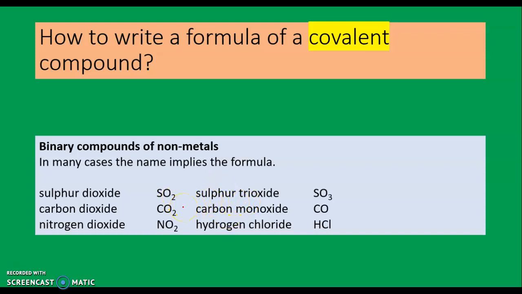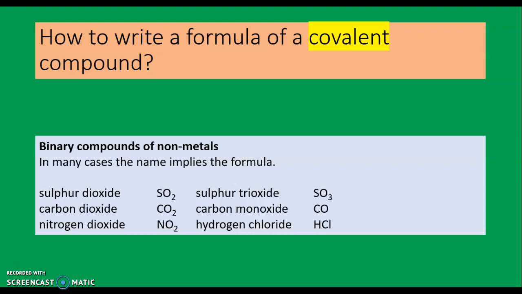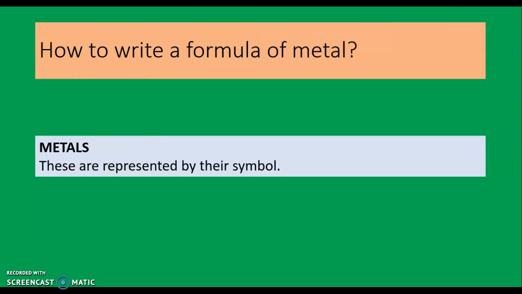Some you would have to memorize, some you can figure out by the name. So sulfur dioxide indicates SO2. Sulfur trioxide, you can figure out 1 sulfur and 3 oxygen. Some formulae you have to memorize. Water is H2O. There's no way you can figure that out by the name.